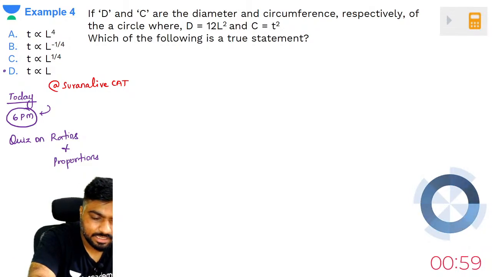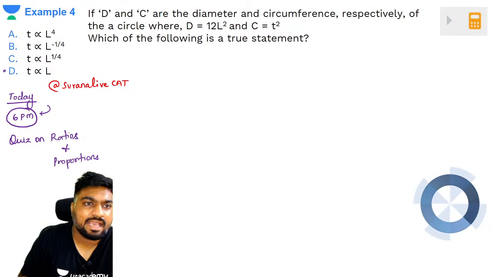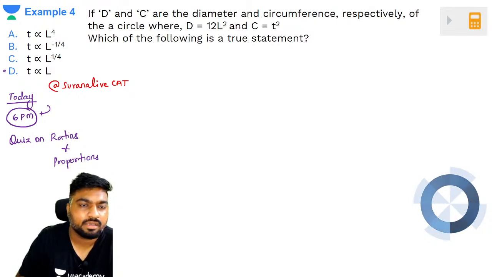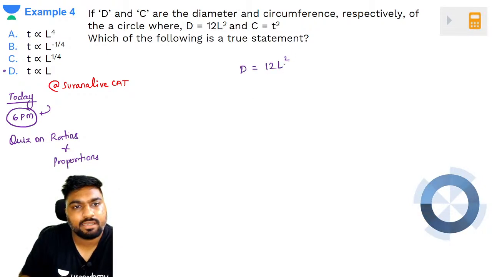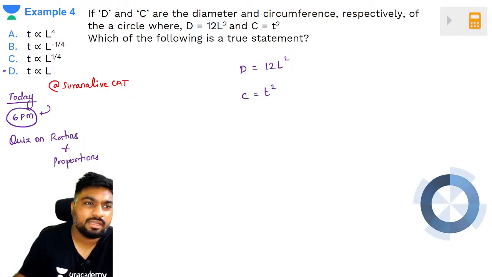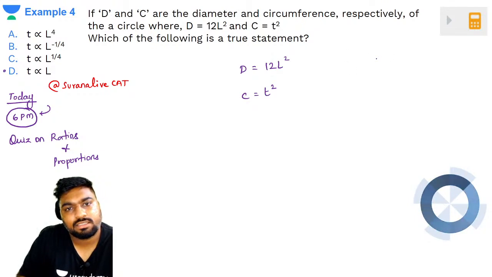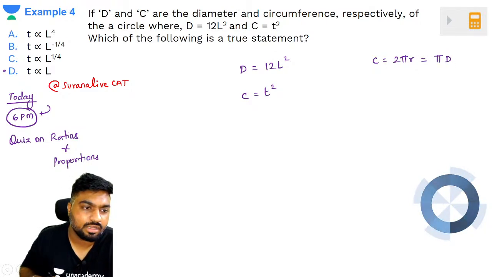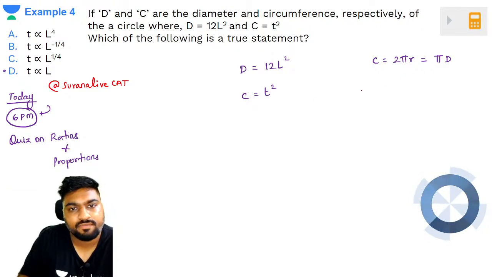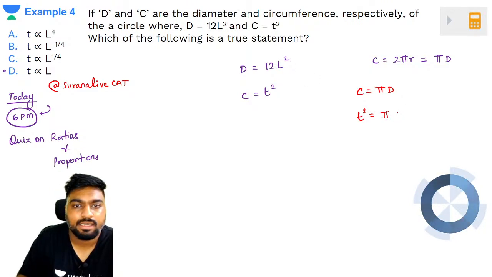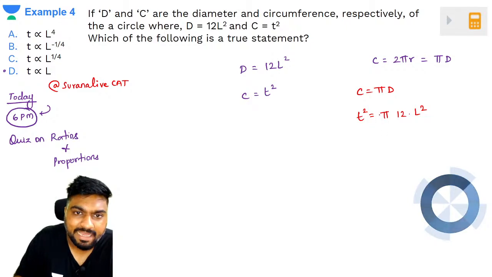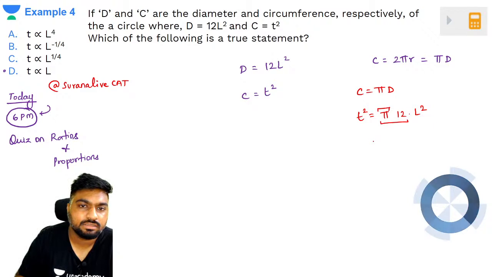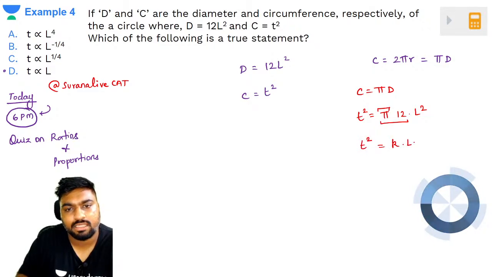All right, so everybody says D. Done. Let's look at this. D and C are the diameter and circumference respectively of a given circle. They're saying D is 12 times L square and C is T square. What do we know? We know for a fact that the circumference of any given circle is 2 times pi times r, or 2 times radius is diameter, so pi times d. Do you all agree? So if C is pi times d, C is t square, pi is going to be a constant, d is what? 12 into L square. So if pi is a constant, then 12 into pi is also a constant. Do you agree? So what do you get? You get t square is equal to constant into L square.